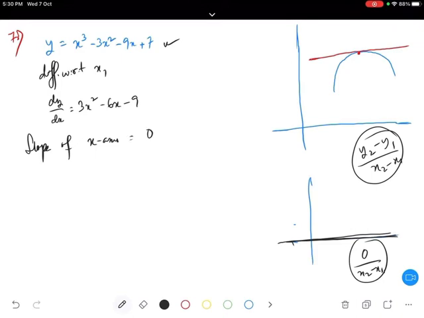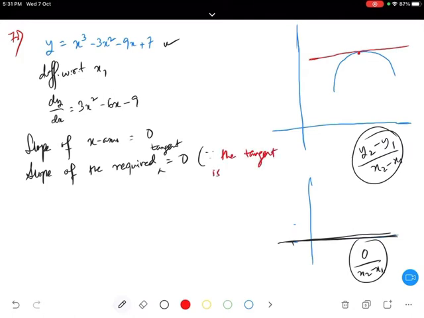So now what is the slope of the tangent? The slope of the required tangent is equal to 0. Why? Because the tangent is parallel to the x-axis, right? So now we have to find the point.